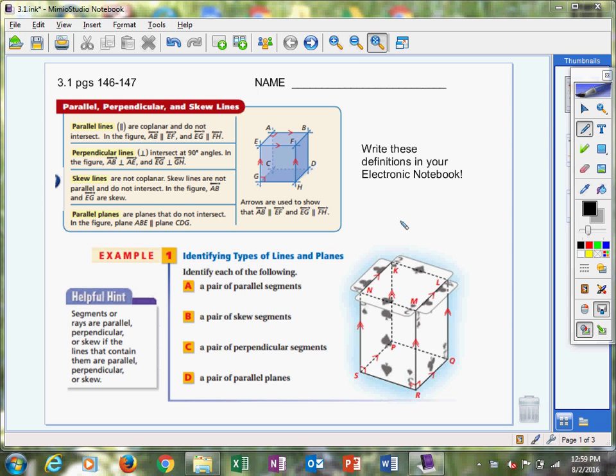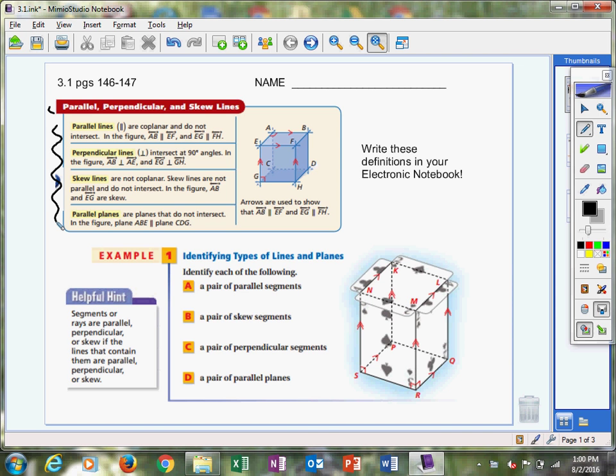Students, we're going to start chapter 3 and we're going to get into lines and angles. That's what this first part of chapter 3 is all about. In example 1, we're going to identify types of lines and planes. Now I want you to note the box that I've placed here for you. I just put a little squiggle beside it. And there are 4 things that we need to discuss.